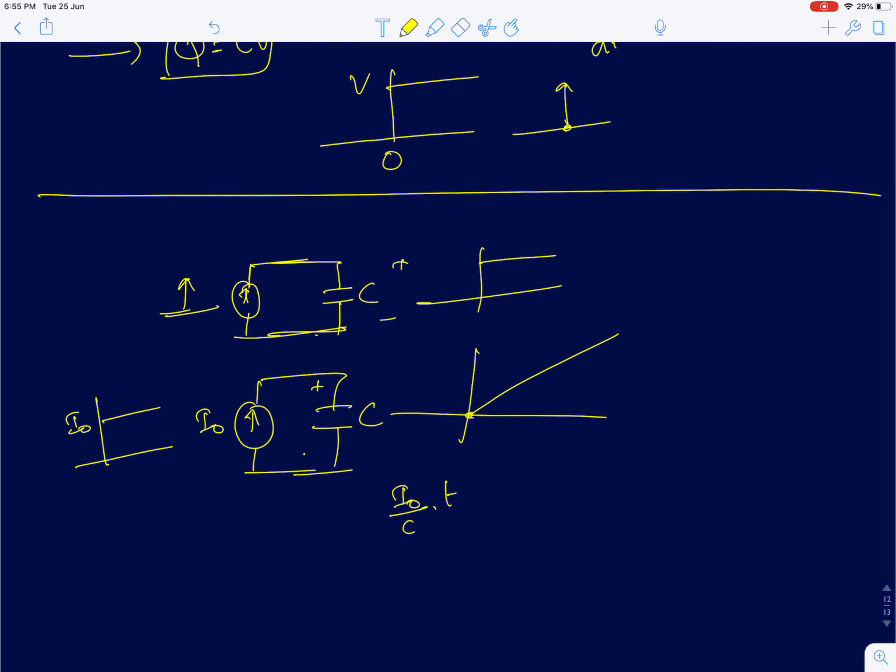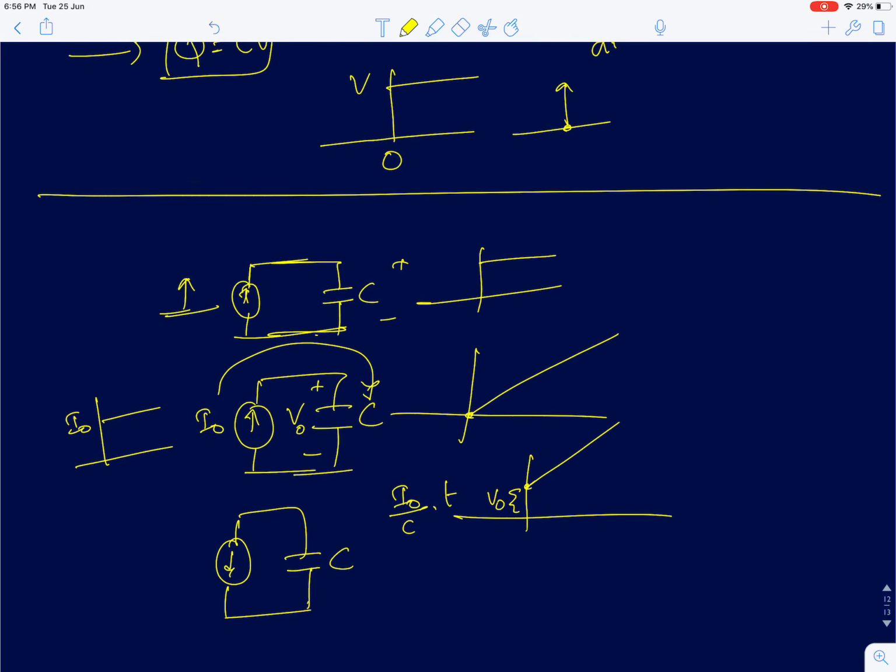If the capacitor already had some charge, initially some voltage V naught across it, then your voltage will increase from V naught. Similarly, the direction of current is important. The current is moving in this direction, so the voltage is increasing. If I reverse the direction of current, or if I apply a negative step, the voltage will decrease. So you can actually start from here. If it had an initial voltage of V naught across it, then it will cross here, okay.